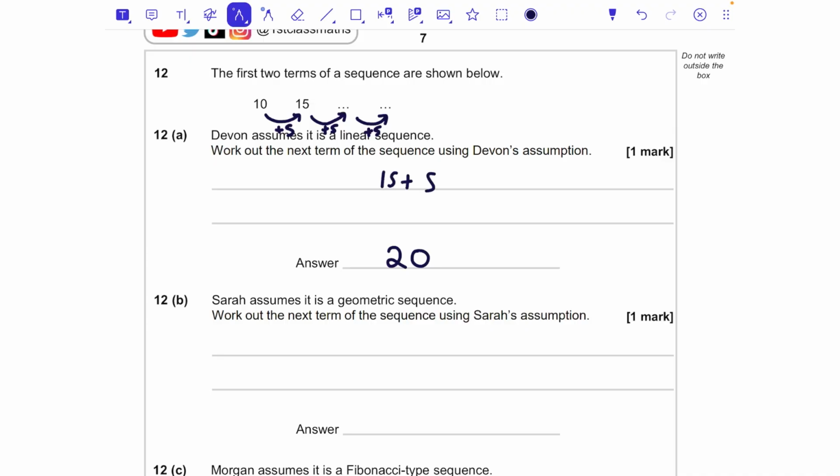For part B, Sarah assumes it's a geometric sequence. A geometric sequence is when we're multiplying each time. So to get the multiplier, we would do 15 divided by 10. 15 divided by 10 is 1.5. So that means it's multiplying each time by 1.5. So 10 to 15, that's multiplied by 1.5. And to get to the next term, we're going to multiply it by another 1.5. 15 times 1.5 gets us 22.5. So if it was geometric, that would be the next term.